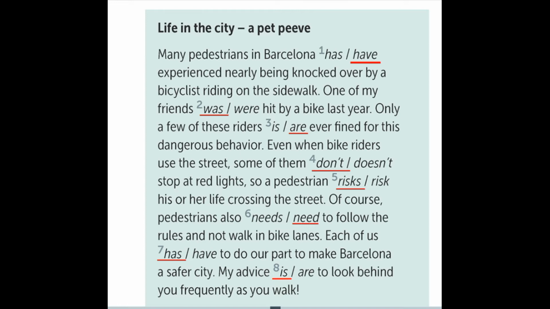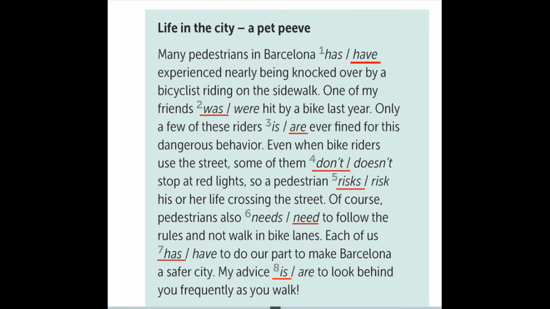And number 5, it's in the singular, a pedestrian. And the verb that matches the subject here is in the singular form, risks. A pedestrian risks his or her life crossing the street, right? In number 6, I have the word pedestrians in the plural. So the verb that agrees with the subject here is in the plural form. Pedestrians also need. Pedestrians, plural.